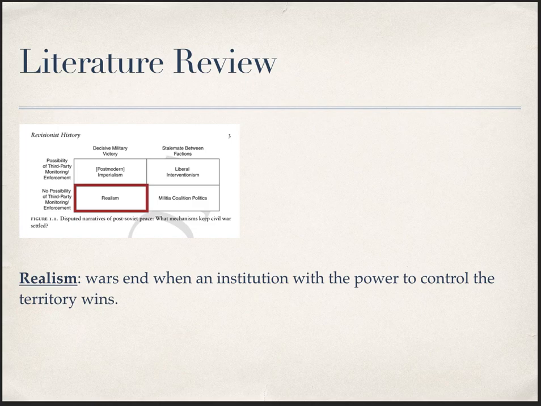We've talked about realism before. The dual assumptions of realism say that wars only end when institutions with the power to control the territory win. Right? So wars end when locals win them. This is true because stalemates can't exist. There's no way to dissuade competitive warlords to stay at peace. They're always going to be maximizing their own play for power.